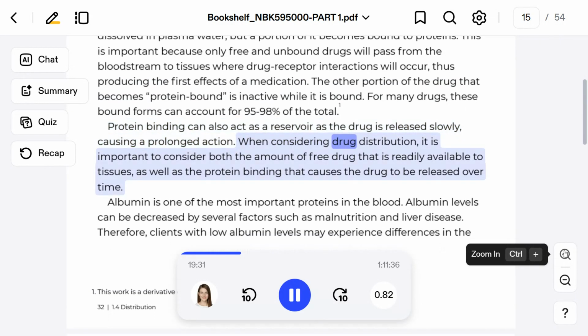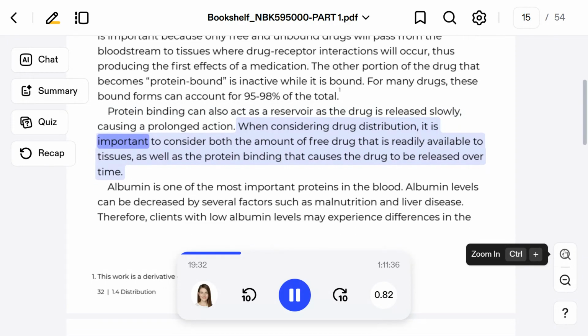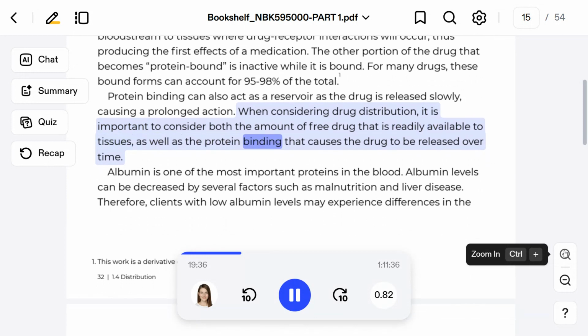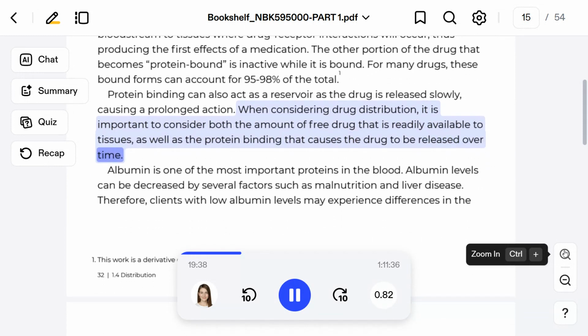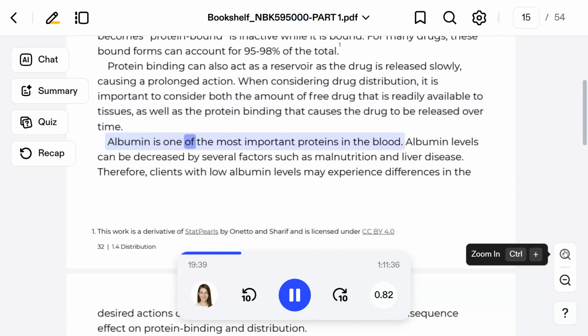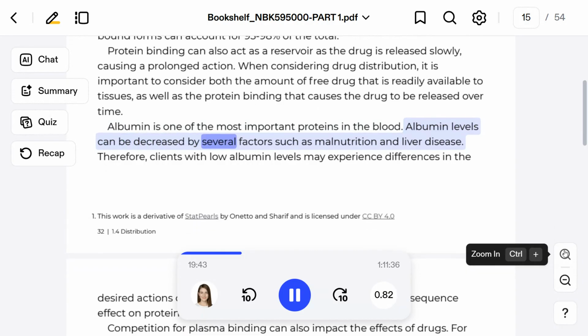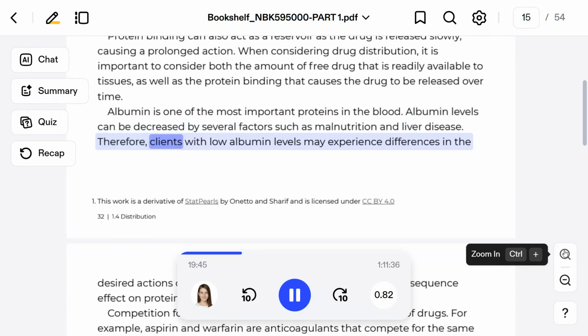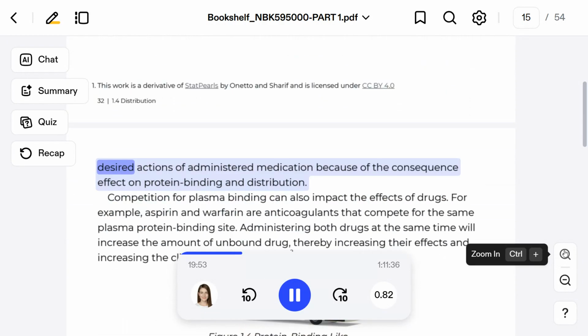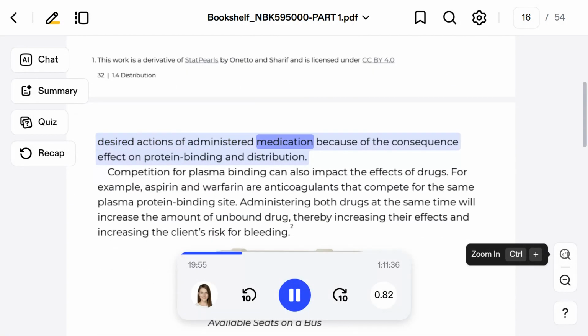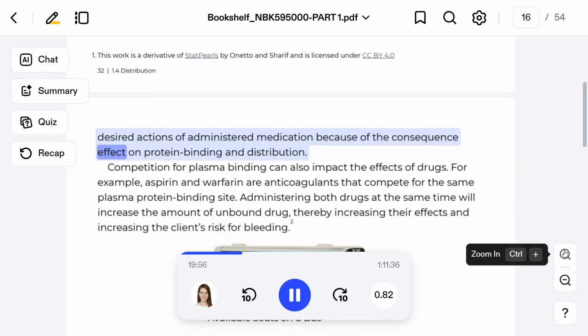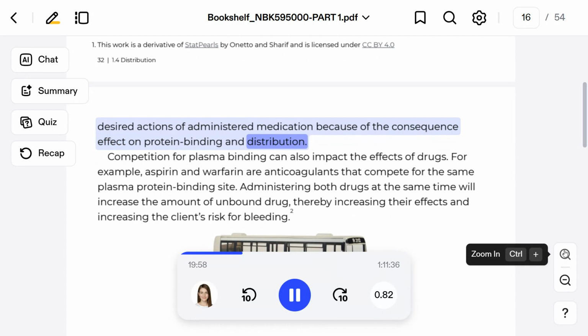When considering drug distribution, it is important to consider both the amount of free drug that is readily available to tissues as well as the protein binding that causes the drug to be released over time. Albumin is one of the most important proteins in the blood. Albumin levels can be decreased by several factors, such as malnutrition and liver disease. Therefore, clients with low albumin levels may experience differences in the desired actions of administered medication because of the consequent effect on protein binding and distribution.